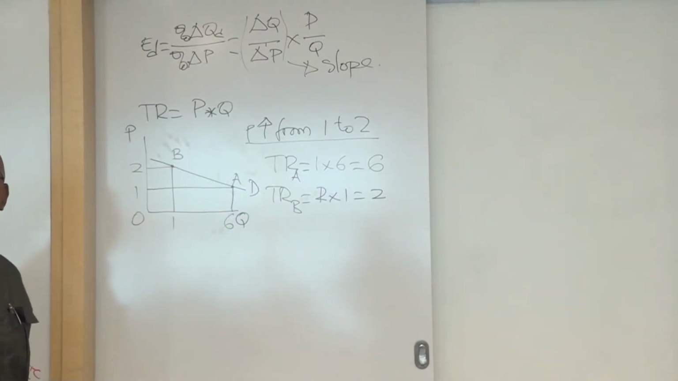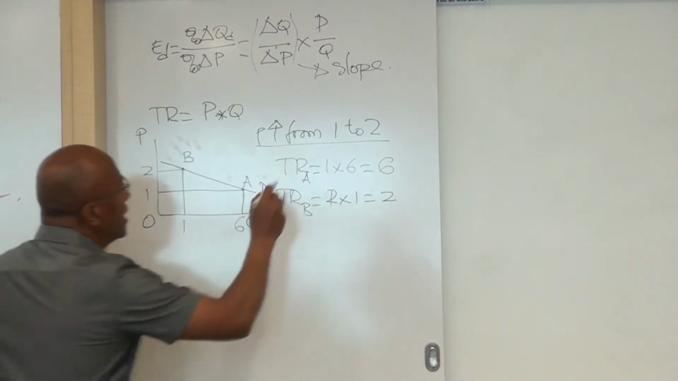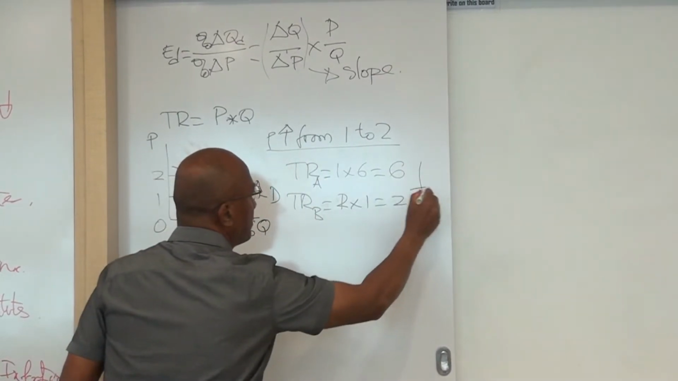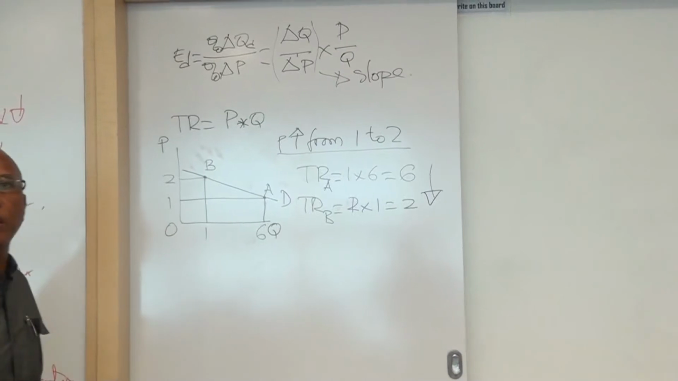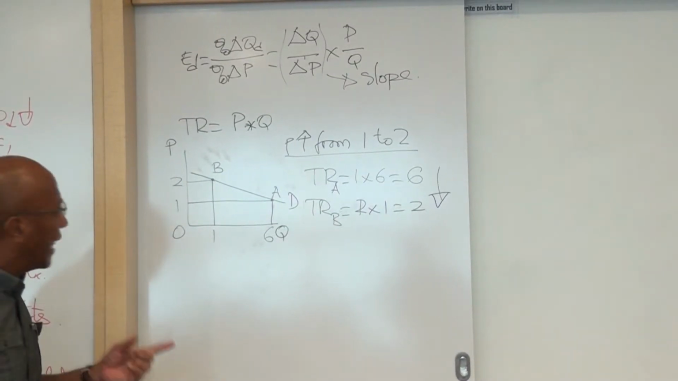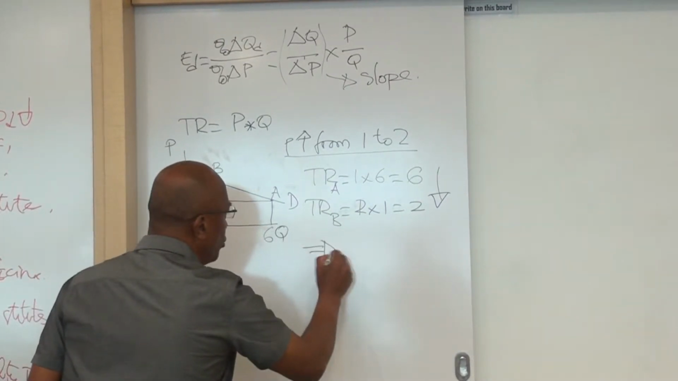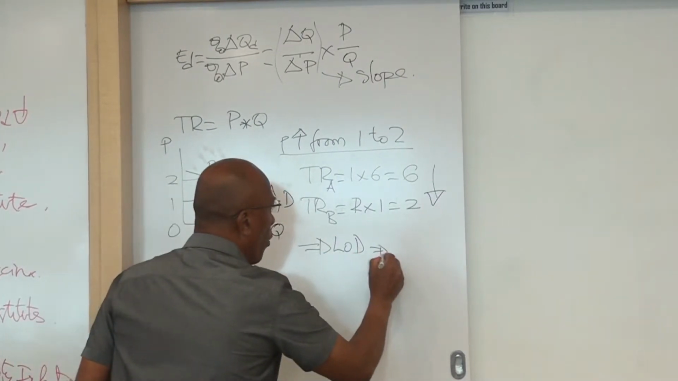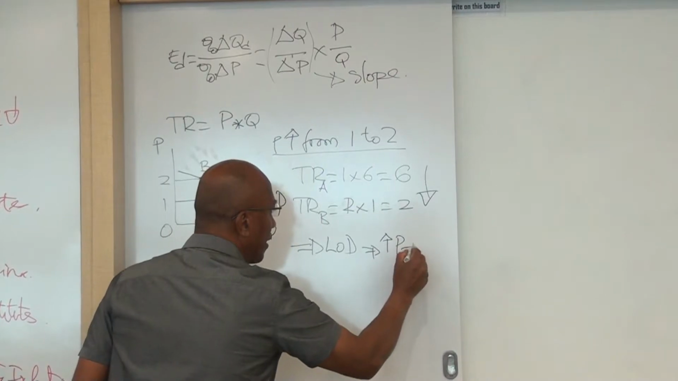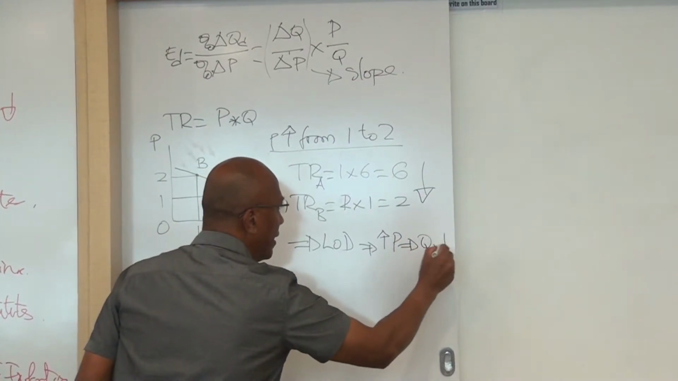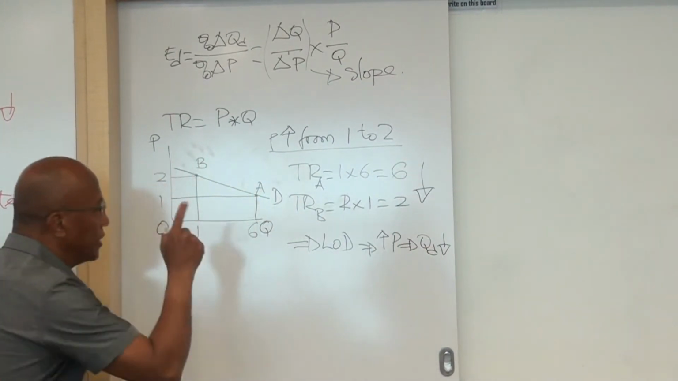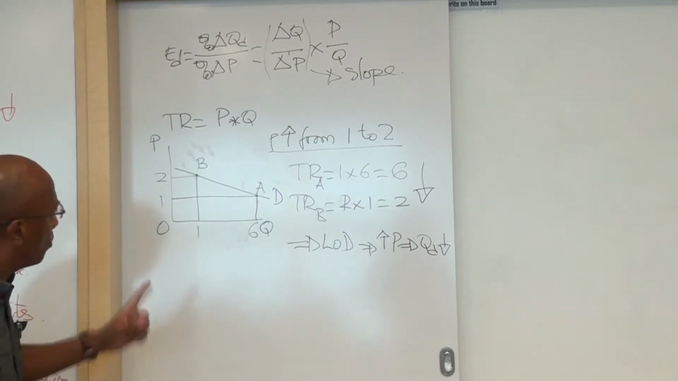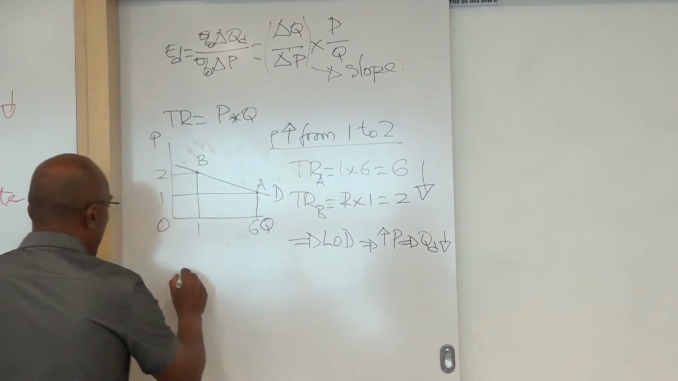So what is our conclusion from here? When you increase your price from 1 to 2, total revenue is decreasing from 6 to 2. That is also related to the law of demand, which means when you increase the price, quantity demanded is decreasing. So this case in here has to be elastic. Let's prove that this is elastic.